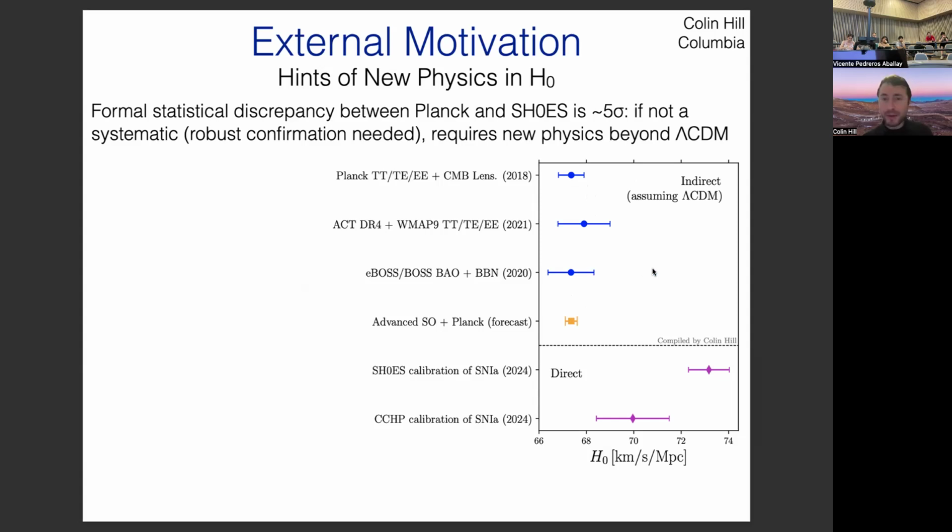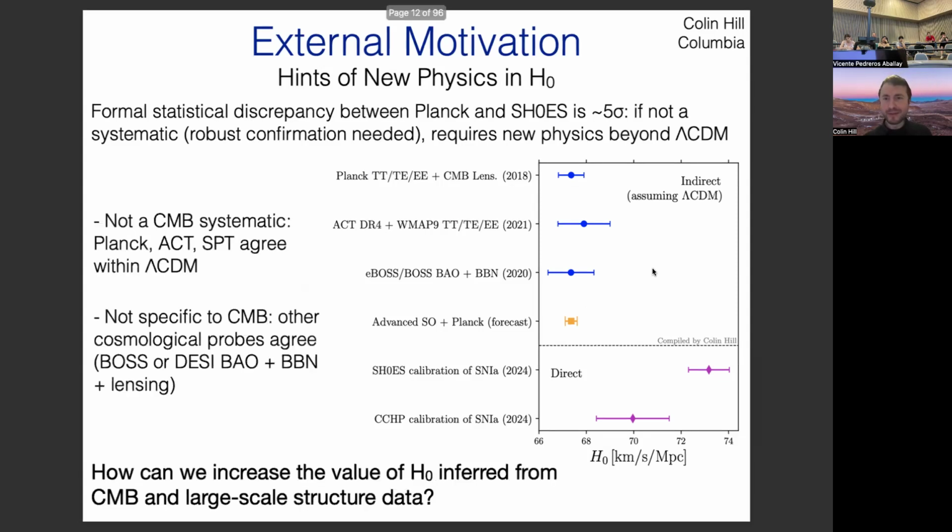And there's been a huge amount of activity on this front, and I'll just give you a taste of some of it in this talk. Let me highlight a couple of important things just at the level of these data here, though. First, it's clear that this is not a CMB systematic effect of some kind, because you could do Planck, or you could look at our previous ACT data plus WMAP. These are completely independent data sets, and you get consistent results.